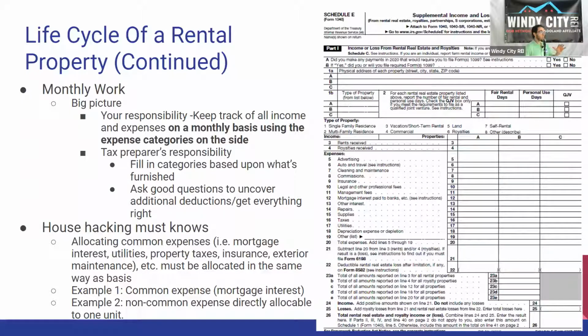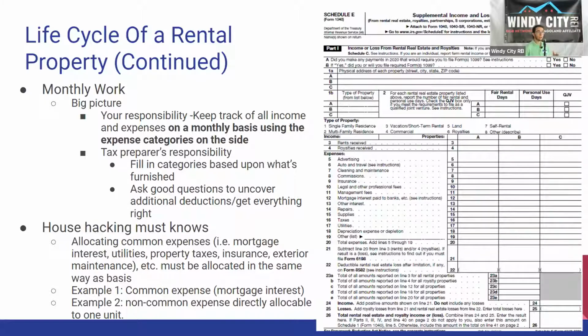And what your responsibility is, basically, is keeping track of everything on the income and expenses on a monthly basis so you don't forget anything. And my responsibility as the tax preparer would be to fill in the categories and then ask appropriate questions. And if you wanted any additional services like tax strategy or anything like that, that would also be an additional service as well. But that's the general gist of it at a high level in terms of working with your accountant and all that. Pretty basic and boiled down.